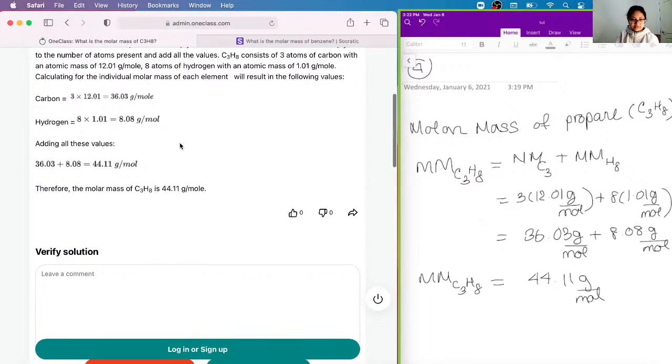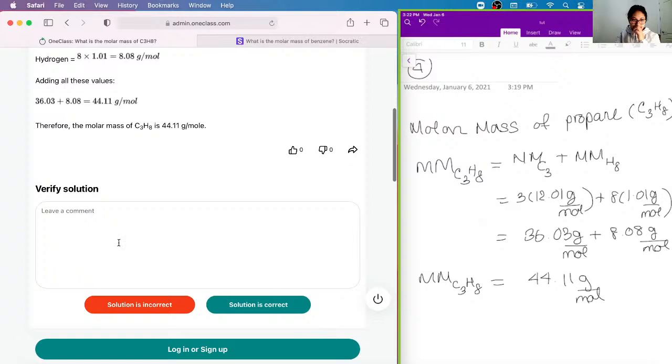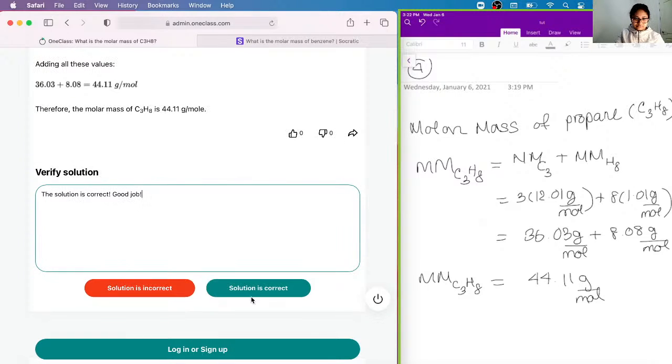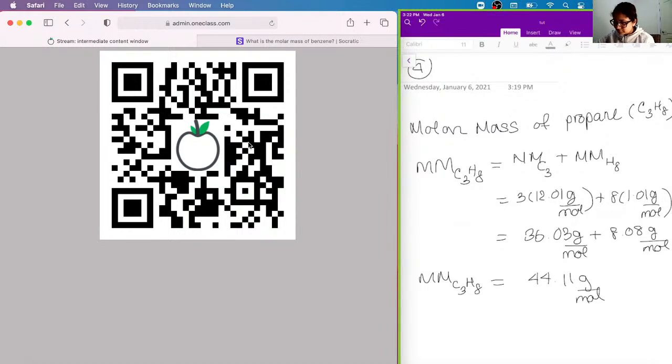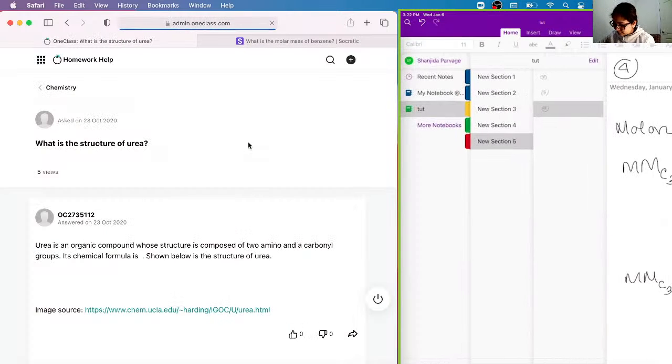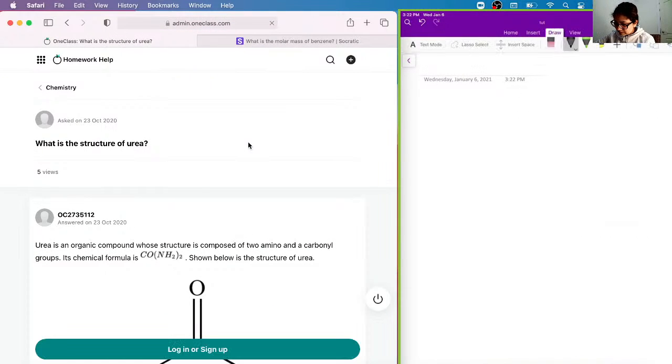Our next question says, what is the structure of urea? Okay, so urea is an organic compound.